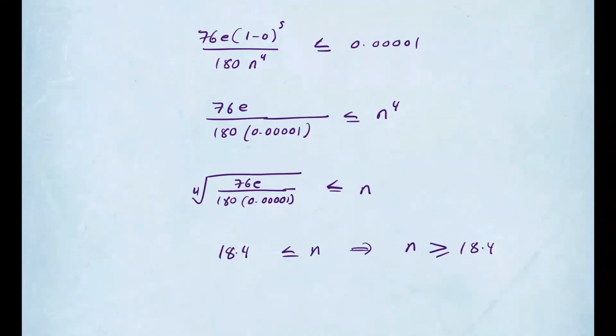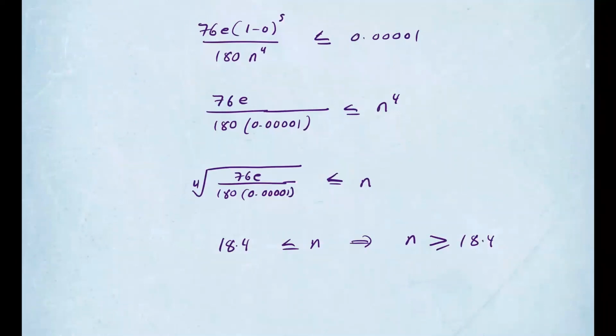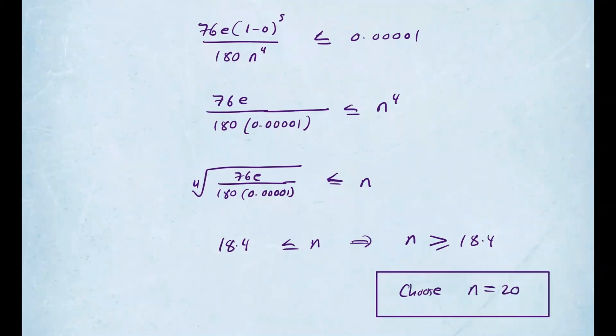Now, since Simpson's rule requires an even number of intervals, we're going to go with the next even number after 18.4, because you can't have a decimal interval. It wouldn't make sense. So therefore, we're going to choose n equal to 20 or greater, and you're going to have the approximation within its appropriate accuracy, which is 0.00001 in this problem.